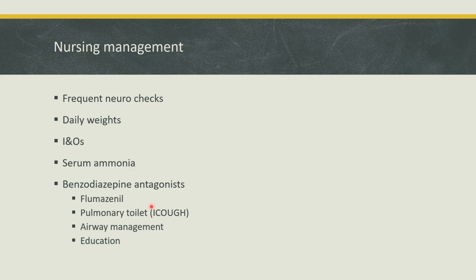And then we also want to maybe do some benzodiazepine antagonists. So our reversal, right, flumazenil, kind of binds to those benzodiazepine receptors in our brain so the ammonia can't. Encouraging pulmonary function, managing that airway, right, especially if they're in that stage 3 and 4, they might not be able to manage their airway on their own, as well as providing education, right, like you have to take your lactulose, it's supposed to give you diarrhea, it's normal, stuff like that.